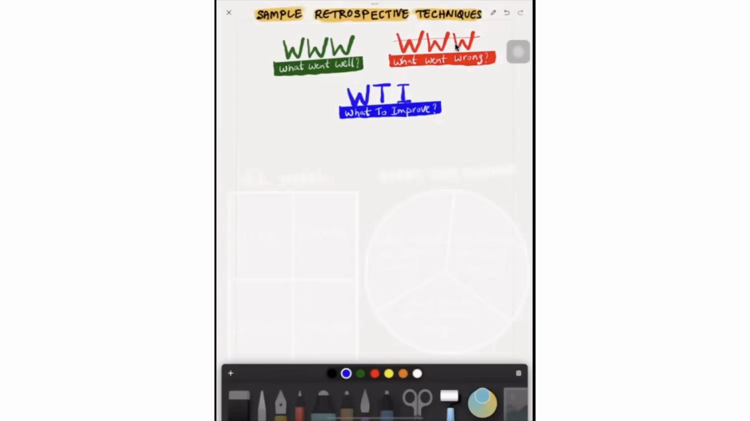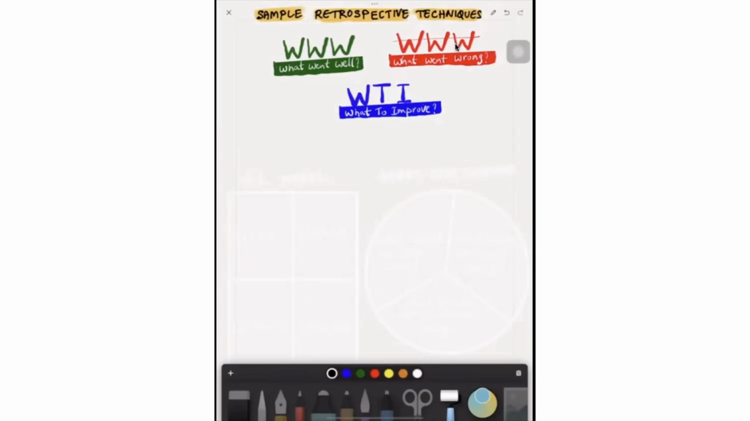So once everybody writes on the different color post-it notes, then as a Scrum Master, you try to categorize them, grouping them, or using some affinity techniques. And then let the developers and product owner collectively decide what are the improvements that they can make based on the data. This is one technique.